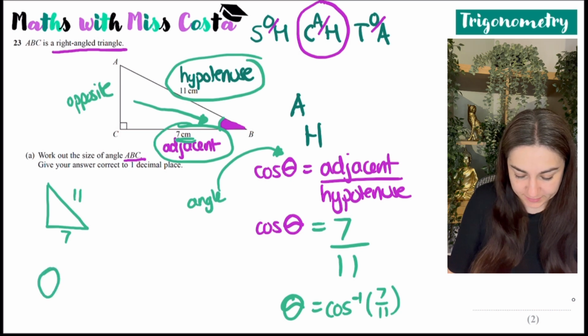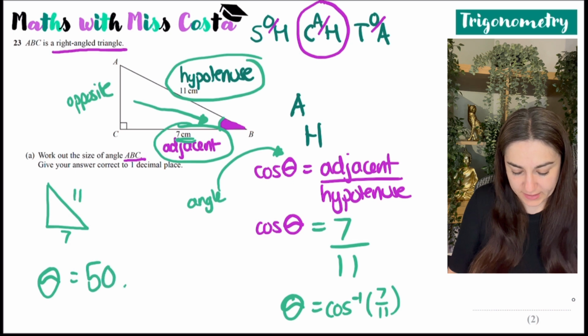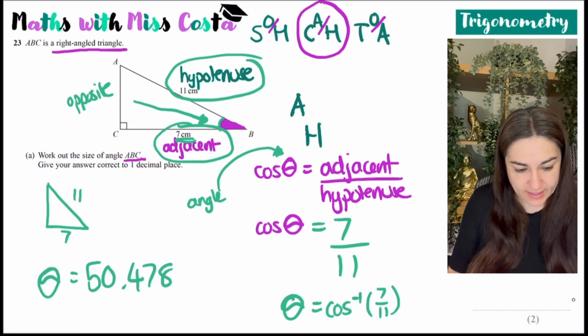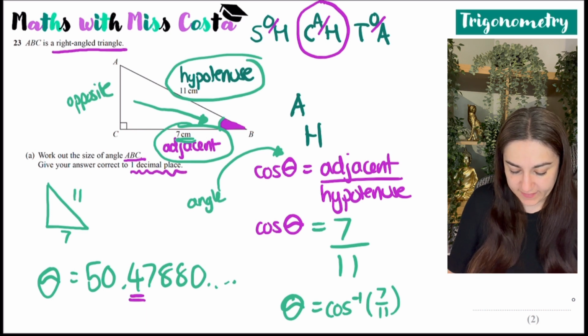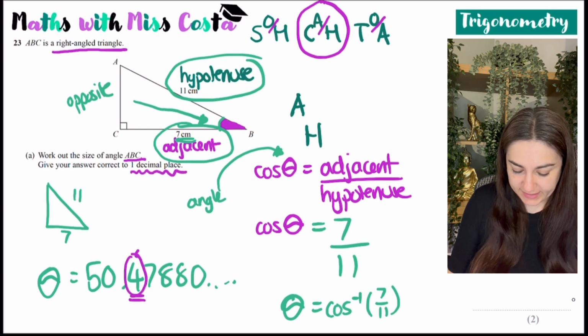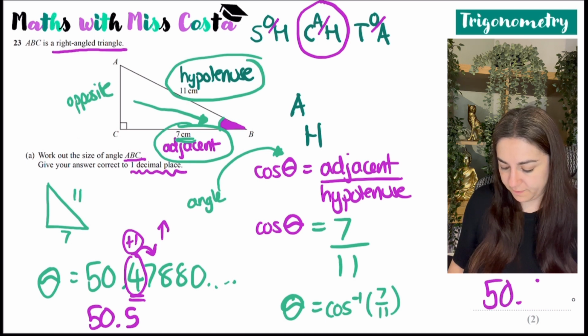So that tells me that the angle is 50.4788, and so on. It's told me to round it correct to 1 decimal place. This is the first decimal point. I'm going to circle it, look next door. It's more than 5, so I'm going to round it up. So I add 1 to this, so that would become 50.5.